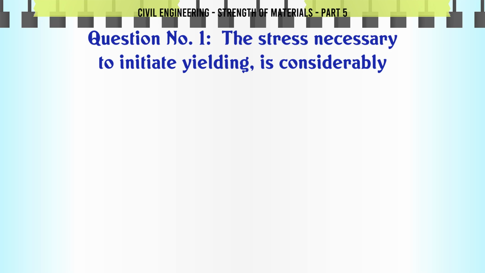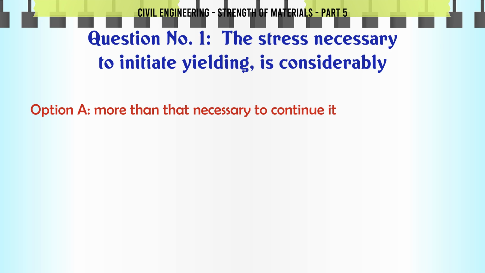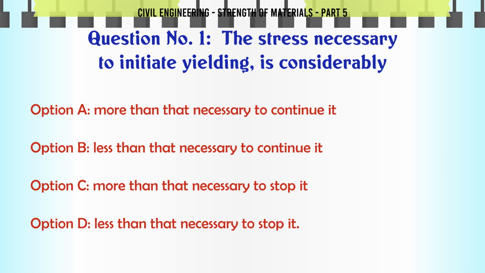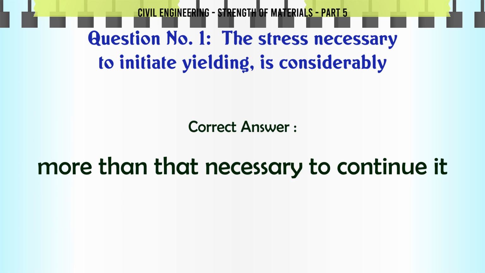The stress necessary to initiate yielding is considerably: A. More than that necessary to continue it. B. Less than that necessary to continue it. C. More than that necessary to stop it. D. Less than that necessary to stop it. The correct answer is more than that necessary to continue it.